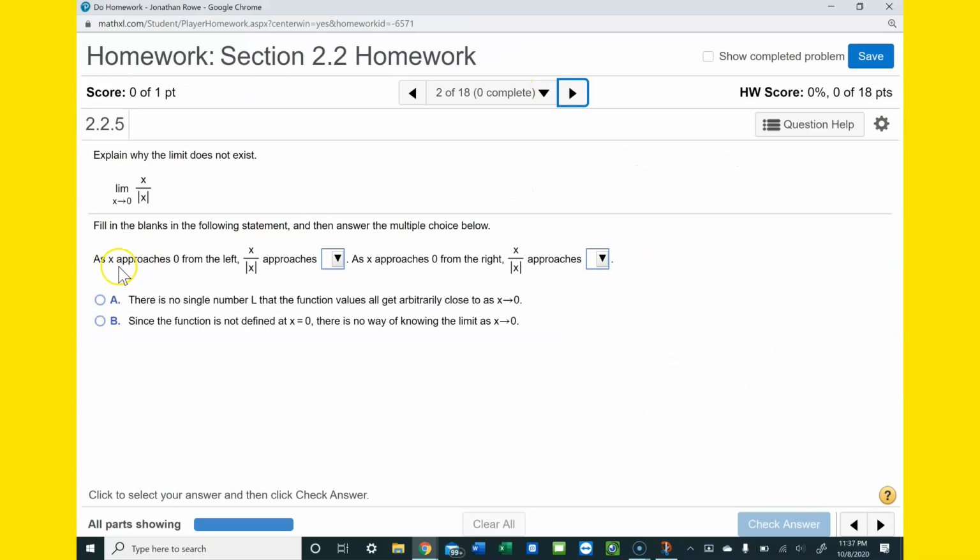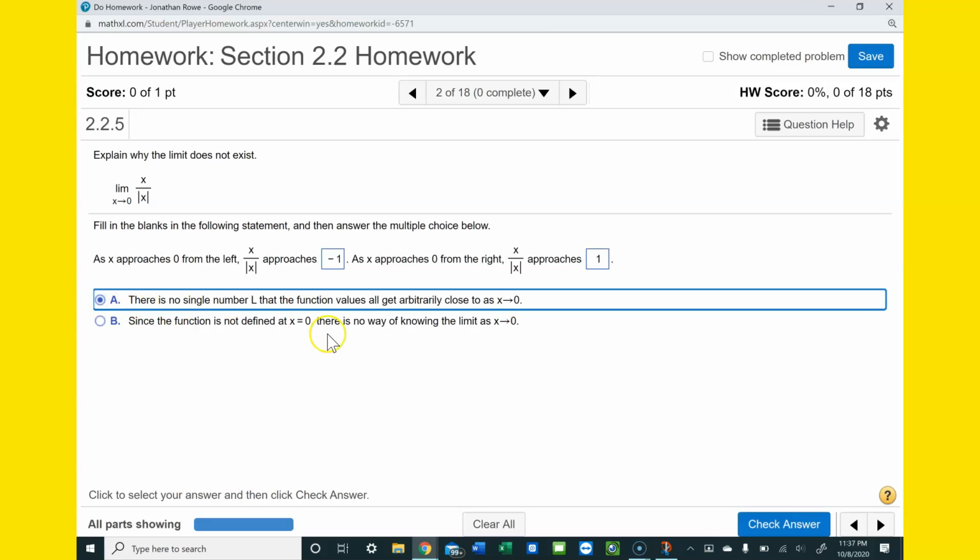Let's see how to answer this. As x approaches 0 from the left, this approaches negative 1. As x approaches 0 from the right, this is approaching positive 1. So there is no single number L that the function values all get arbitrarily close to as x approaches 0. That's the right answer.